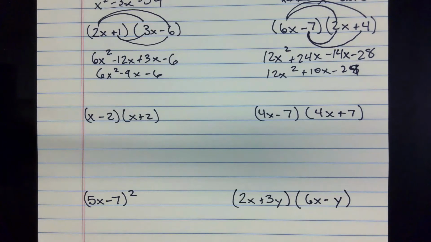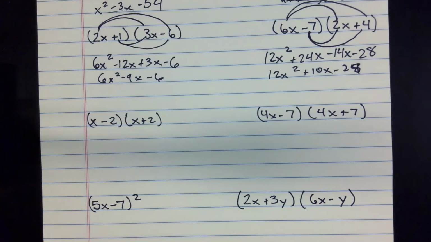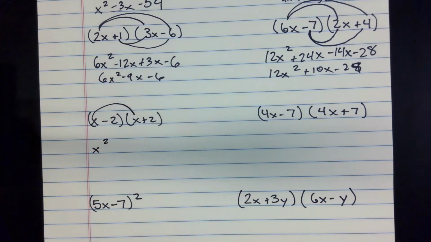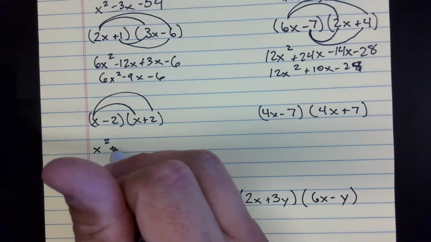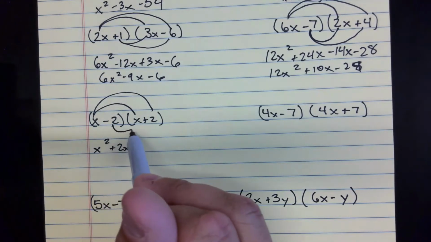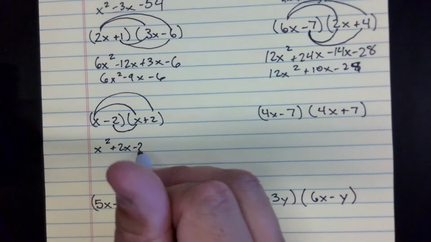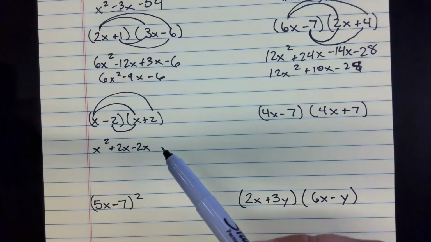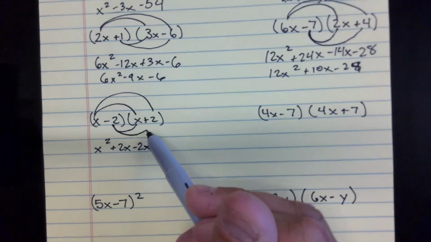So here we have x minus 2 times x plus 2. Logan, help me out with this one. Good? X squared. Okay? And outside, x times 2, which is 2x. Okay? Good. Ava. Negative 2 times the 2 is what?